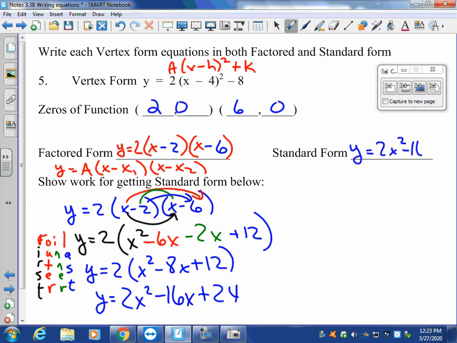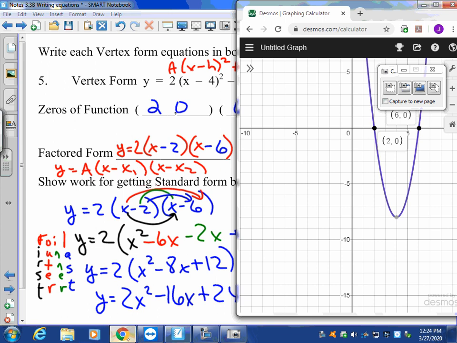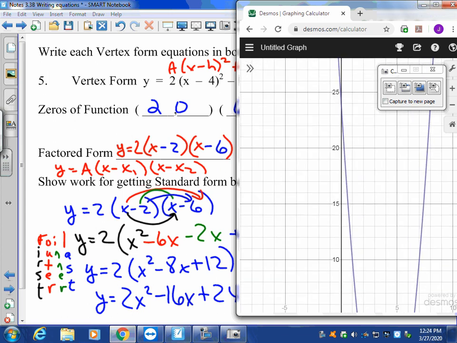Now, if you want to know if you have done this correctly, there are 2 things you can do to check it. Number 1, the 2 in front of the x squared matches the original problem's A value. You could go back and look at the graph and pull it down and see if 24 is the y-intercept, which it is. But that still won't tell you if you've got it right.